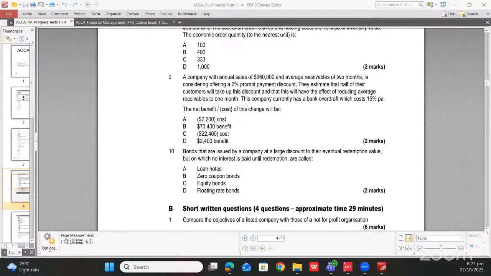It's zero coupon bonds. So that is correct, because zero coupon bonds are actually rare, by the way. Floating rate bonds are bonds on which the interest rate is altered periodically because they're trying to bring it in line with the market rate of interest. That's why it's called floating rate, because it adjusts with the market, in order to reflect the market rates. We are familiar with loan notes, and equity is equity.